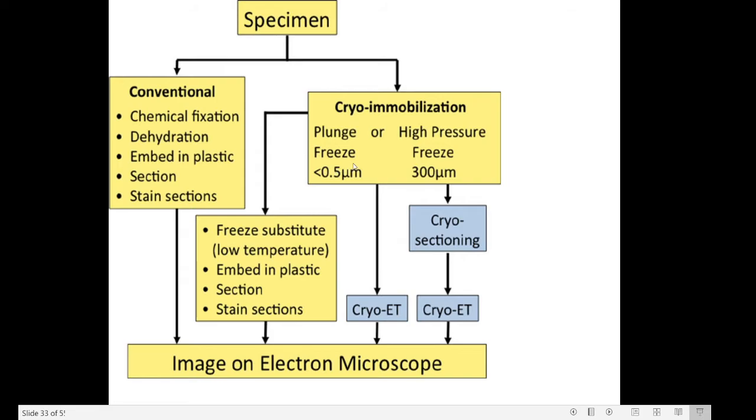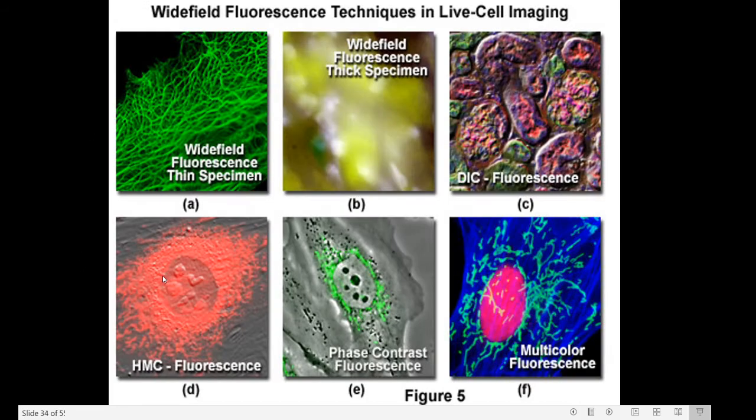Plunge freeze helps to prepare samples of less than 0.05 micrometer. These are the techniques for the SEM and TEM analysis. Here the conventional techniques are also there. These are all the output of the microscopes.